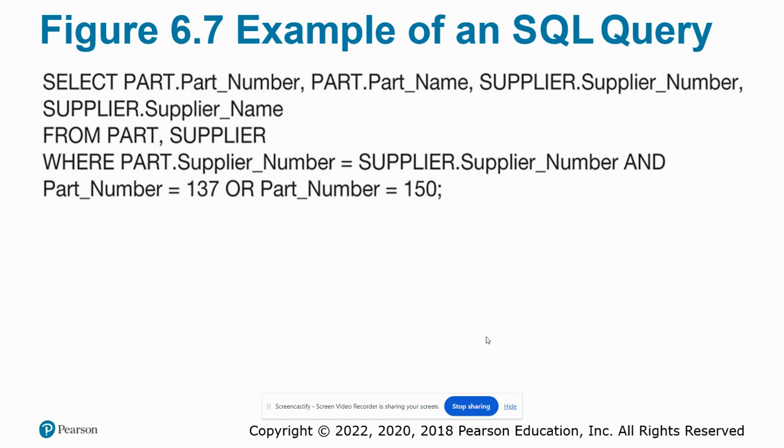Illustrated here are the SQL statements for a query to select suppliers for parts 137 or 150. They produce a list with the same results as the earlier figure we discussed. This graphic shows an example SQL statement that would be used to retrieve data from the database.